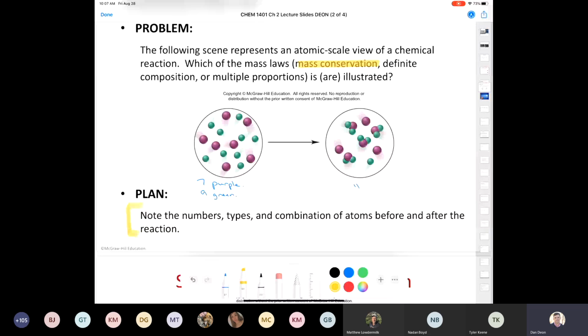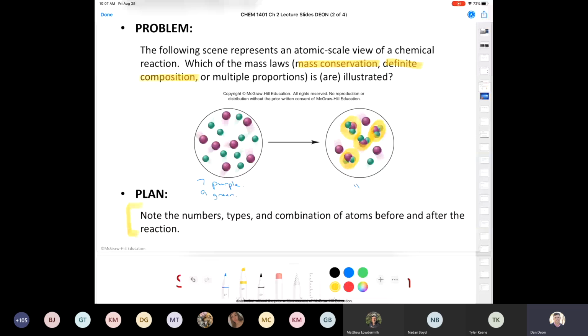Because you can see here that when we form these compounds, we have a 2-to-1 ratio of green to purple in this new compound that's formed. Okay, so we've shown the law of definite composition. The only thing that's not illustrated here is the law of multiple proportions.